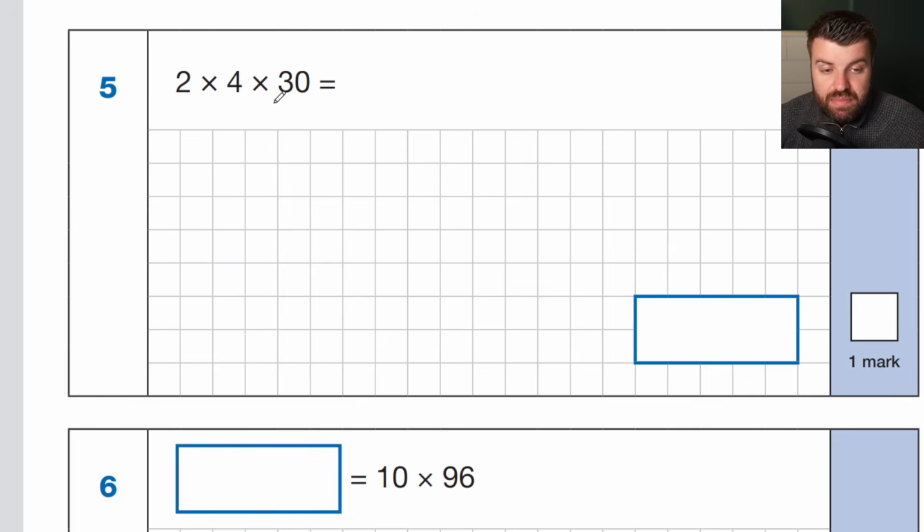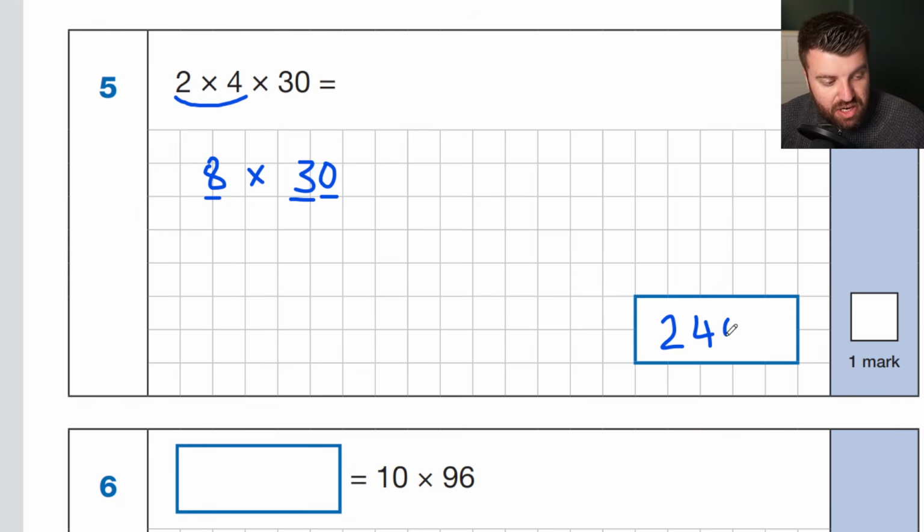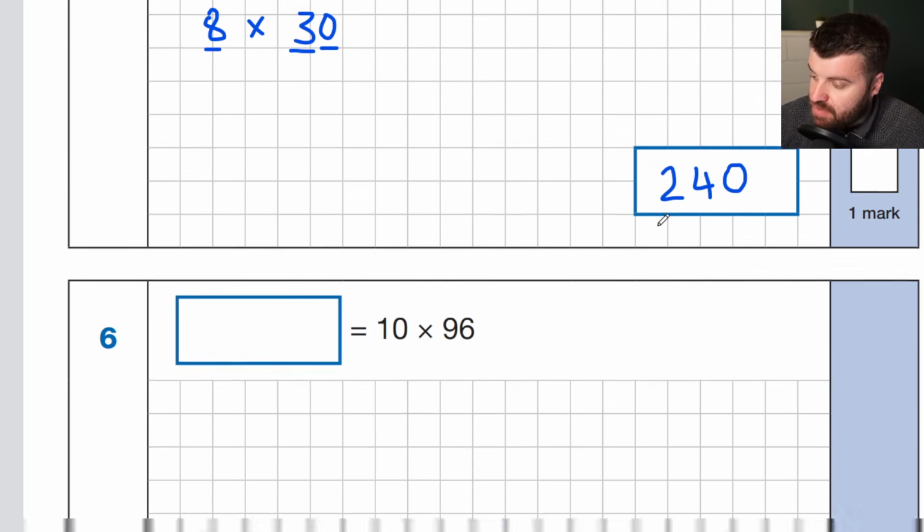Question 5, 2 multiplied by 4 multiplied by 30. When we're multiplying numbers like this, it doesn't matter which order we do it, but we just have to be systematic. 2 times 4 is 8 multiplied by 30. Once we have 8 times 30, we can use our times table facts. 8 times 3 is 24, but the question wasn't 8 times 3, it was 8 times 30. So we need to add our placeholder here to make our answer 10 times bigger.